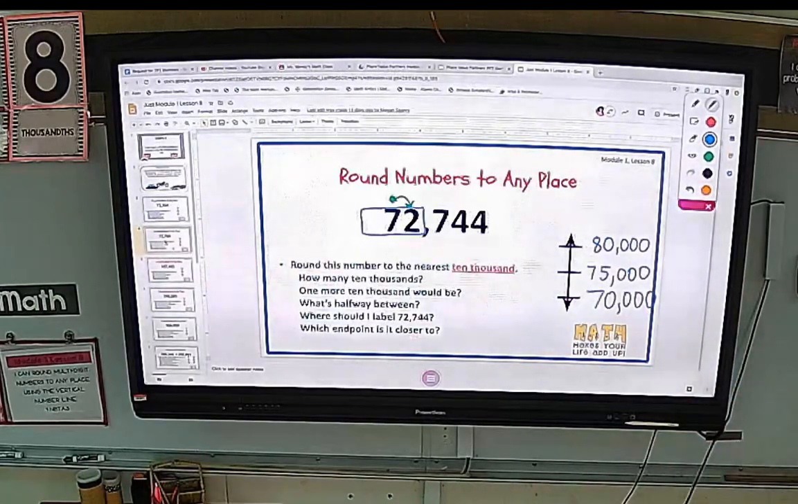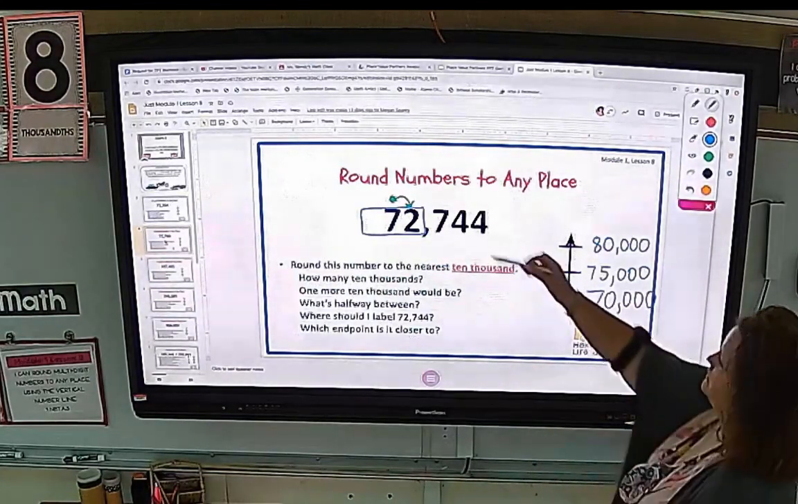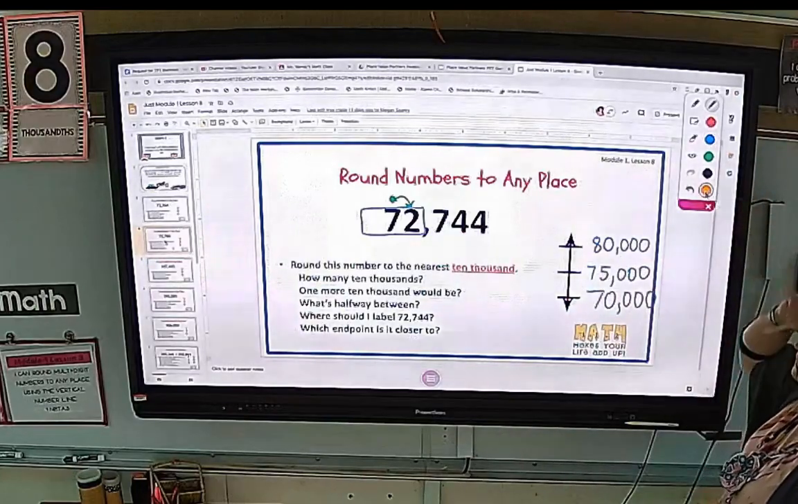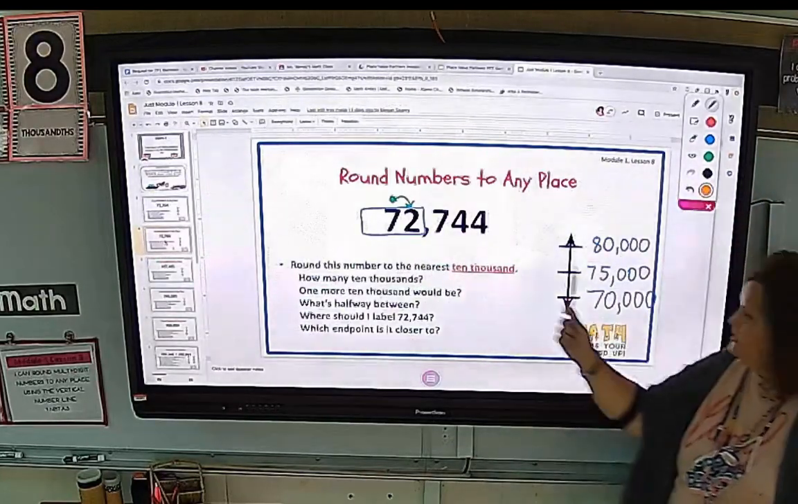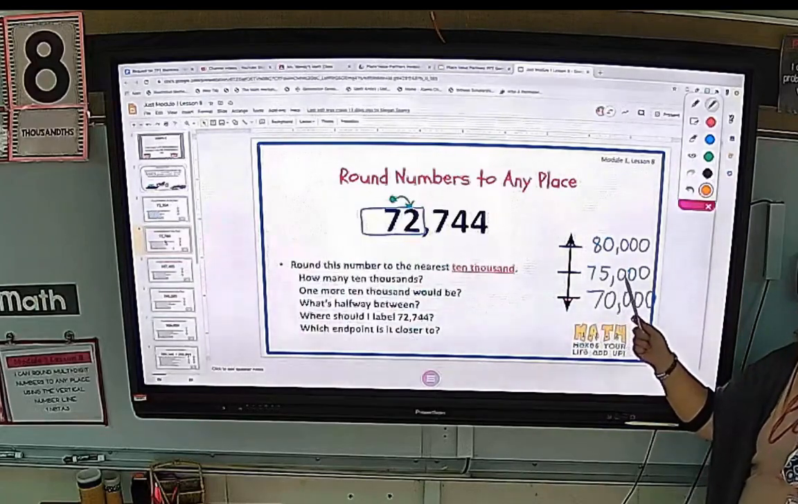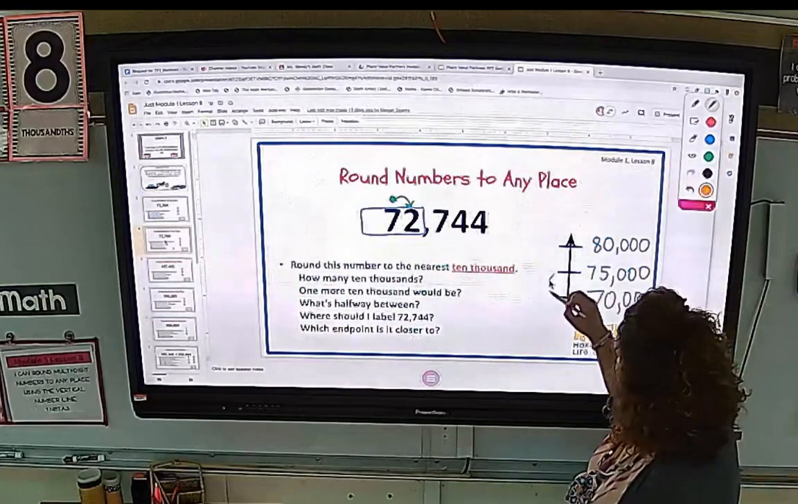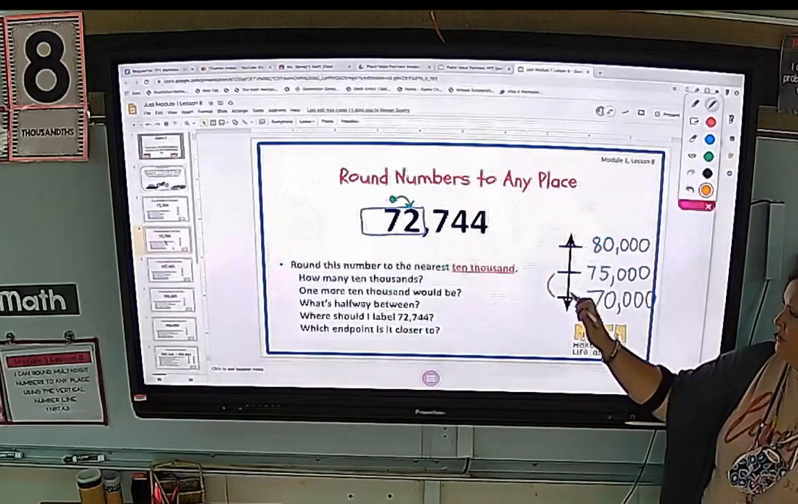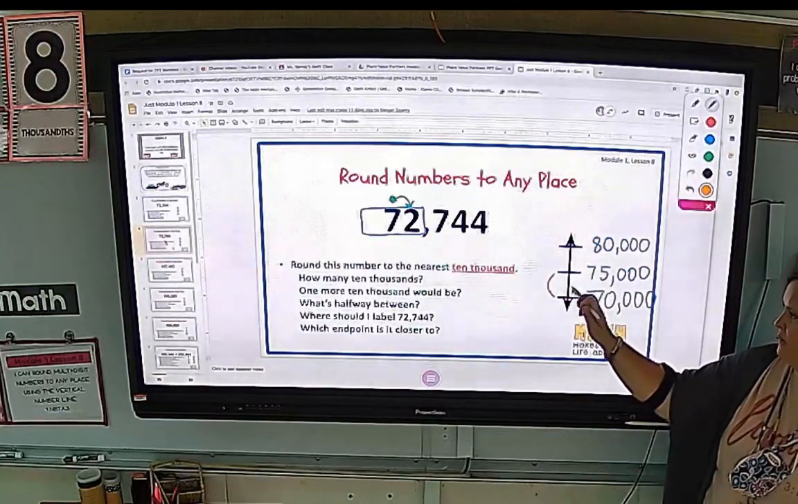Now, can you put 72,744 on that number line? Sure you can. Go ahead and do that if you haven't already. That dot is what tells you what to round to, because it's going to be closer to either 70,000 or to 80,000. Where would this go? Well, we've got 72,000. This is 75. It can't be that high. It's going to have to be somewhere down in here. 71, 72, 73, 74, 75. So right about there, maybe.